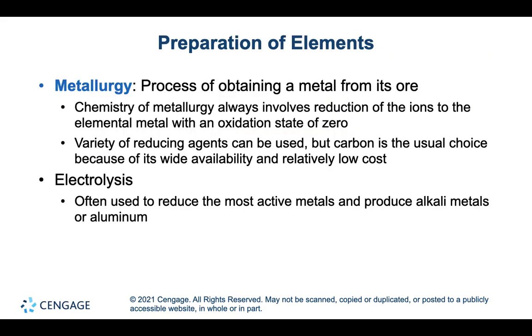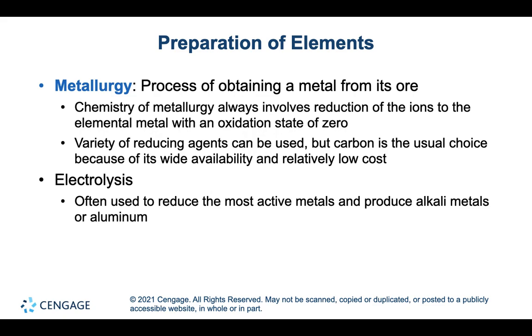Metallurgy is the process of getting a metal out of its ore. So this is one of the oldest forms of chemistry. The processing of metals to make tools and weapons really drove the chemistry of metallurgy much faster than some of the other forms of chemistry. Just man's need for tools and weapons, you know.